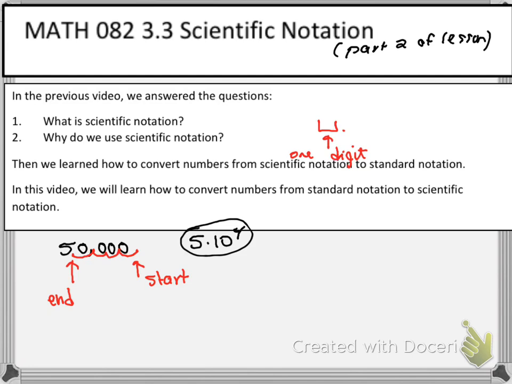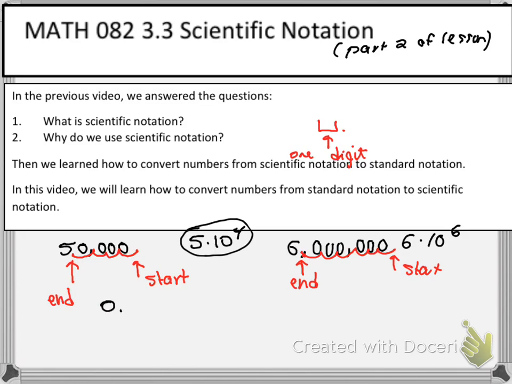Let's take another example. Let's say I have the number 6 million. In this example, my decimal place is starting here, and it needs to end right here. So let's count the number of spaces. We have 1, 2, 3, 4, 5, 6. So this is 6 times 10 to the 6th power. The 6 comes from the fact that I moved the decimal point 6 times.